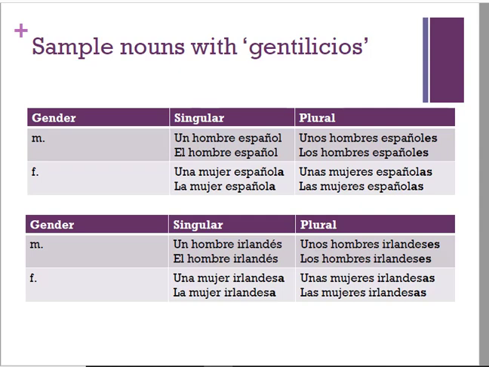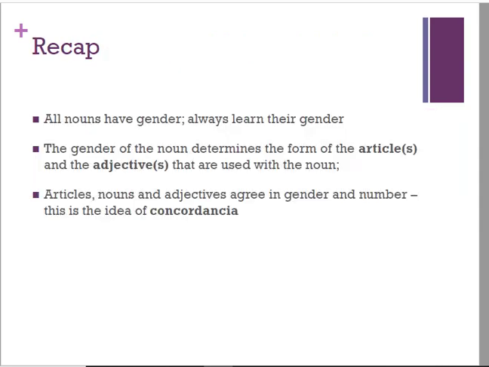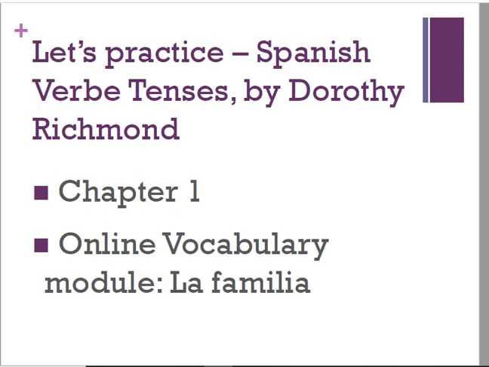Take some time with this document when you review or revise it to be able to note all these inflections, all these endings that you can see in this set of words. So as a recap, all nouns have gender. The gender of a noun determines the form of the article and adjectives that go with it. Article, noun, and adjective must agree in gender and number. That's the idea of agreement, okay?